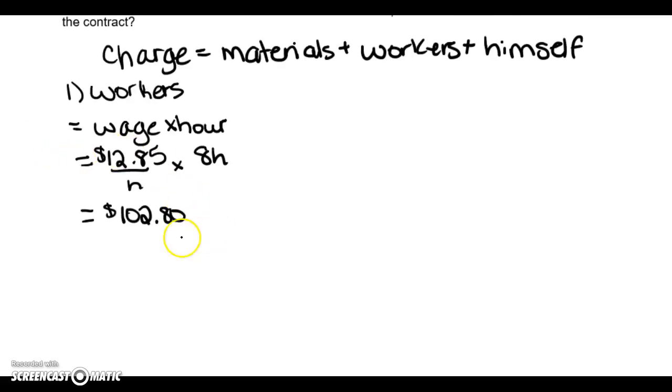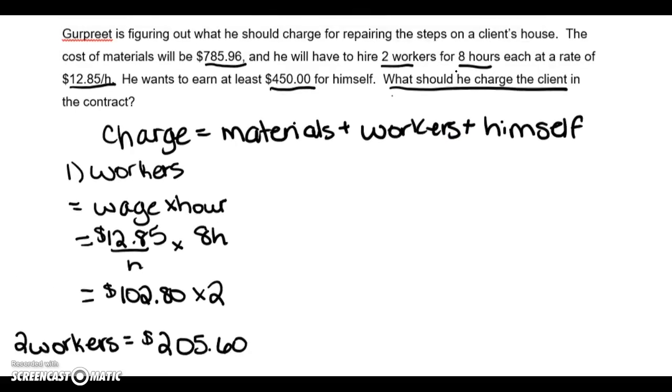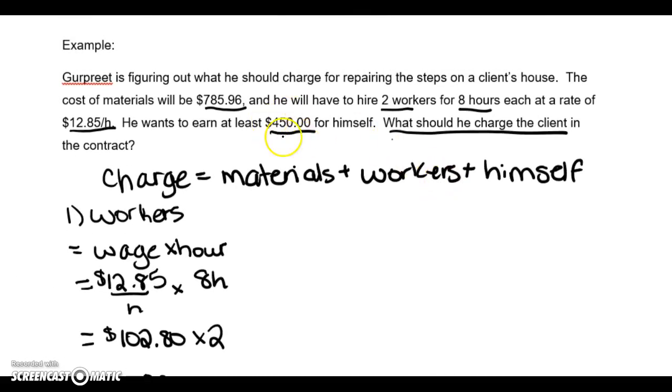Then what we can do is we can times this number by 2, because this is how much one worker is getting. So if we times this by 2, this is how much 2 workers are getting. So if you put that into your calculator, what we should find is we get $205.60. So that's how much it costs for 2 workers. All right, so now we know the cost of the materials, we know the cost of his workers, and just scrolling up here, what he's going to pay for himself is $450, so we have no calculations there, which means that we can just jump now to figure out what Gurpreet is going to charge his client.